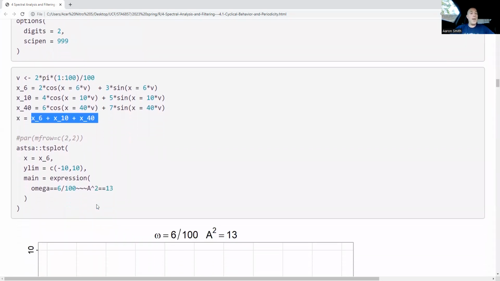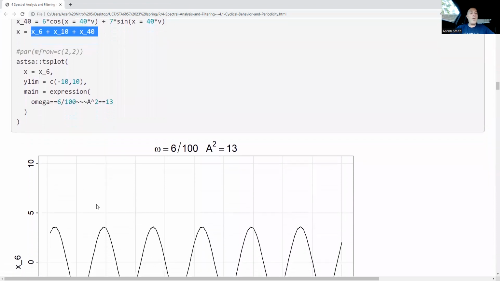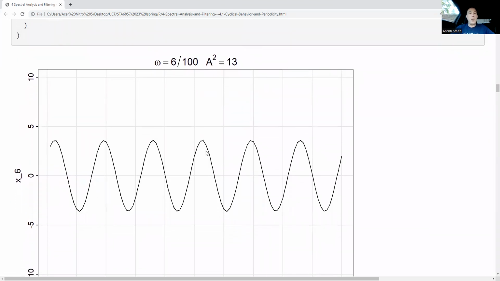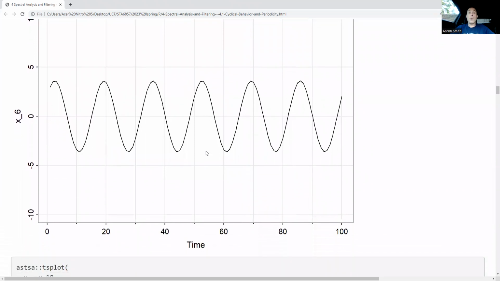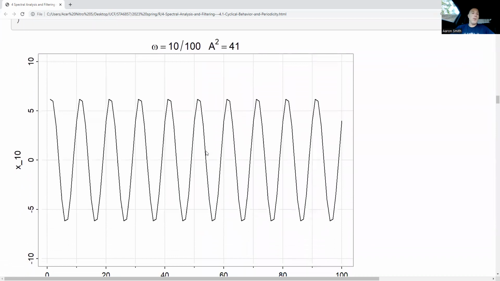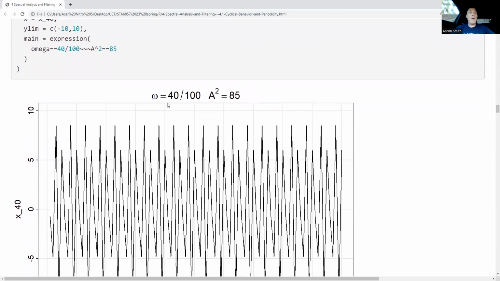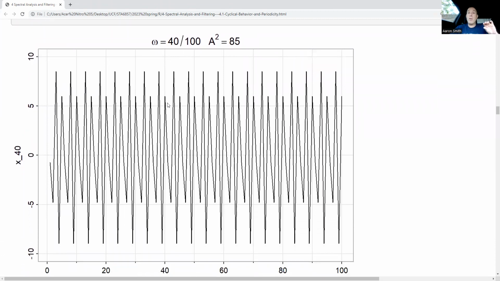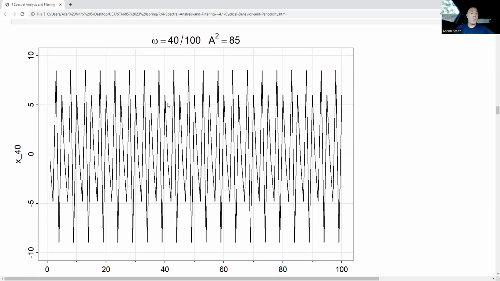All right, so here I want to take a look at the first one with omega equal to 6 over 100 from what we generated, and we can see that our amplitude squared is equal to 13. It looks a lot like a regular old sine wave, but it's not quite. If I take the next one, you'll notice that it looks a little bit more angled. It's still a continuous function, so there is no angle on this, but we can see it's looking a little bit different than a sine wave. And if I go up to our very last one in that summation, we can see that it looks very different from a sine wave, but we definitely see a periodic process very obvious to us.